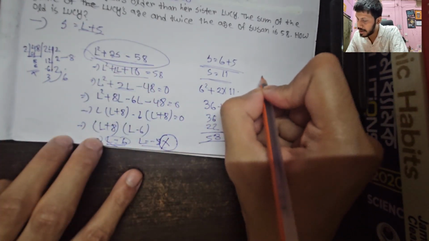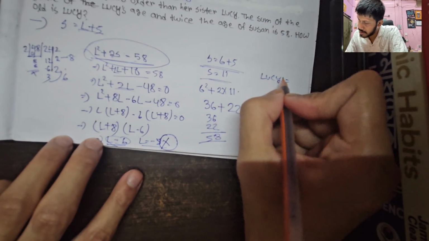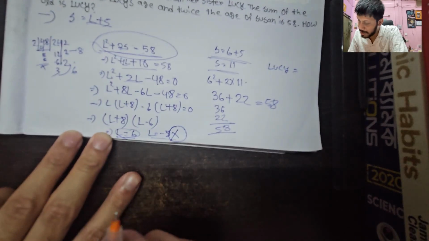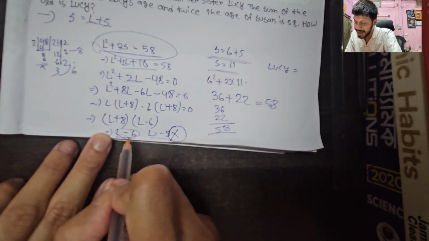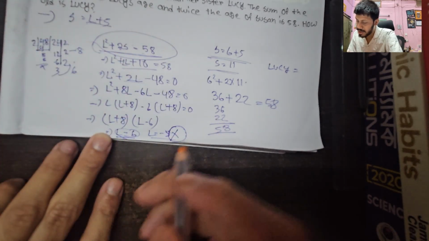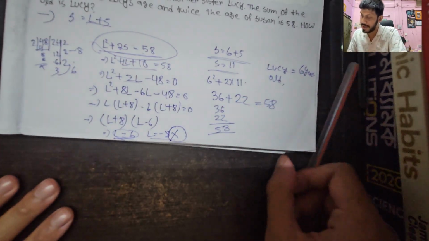That means, how old is Lucy? Oh, if you look closely, we didn't even need to get the age of Susan. We just need the age of Lucy. Lucy is 6 years old.